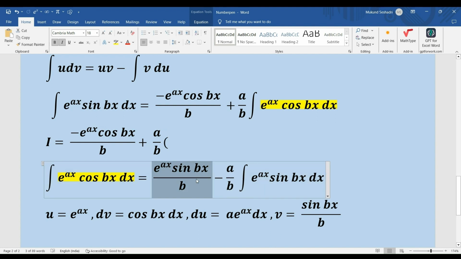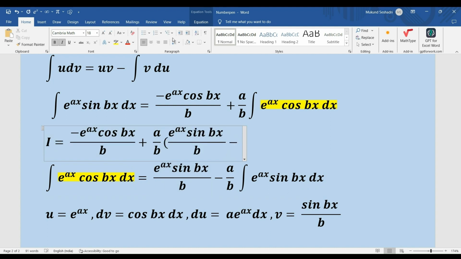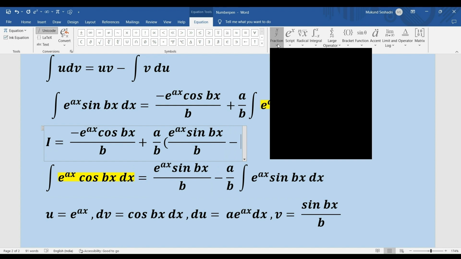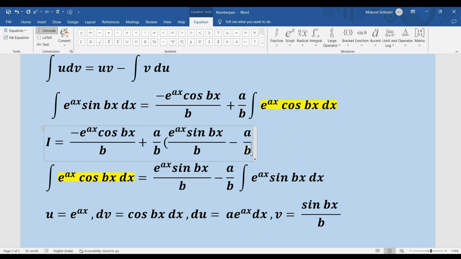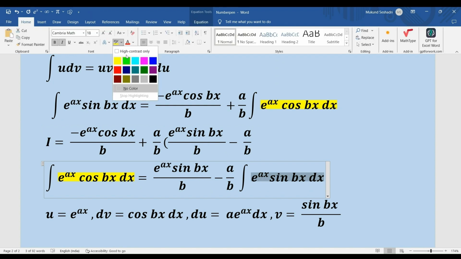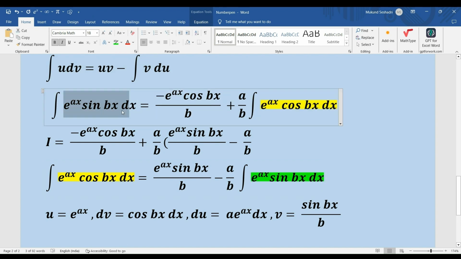I get e to the power ax sine bx by b, minus a by b times, and this is where I want you to watch this very closely, folks. I get a by b times the integral of e to the power ax into sine bx dx. And I'm going to call this using a different color, say green. And this is nothing but the original integral that I started off with, and I've called that I. So you can see what I have highlighted in green.